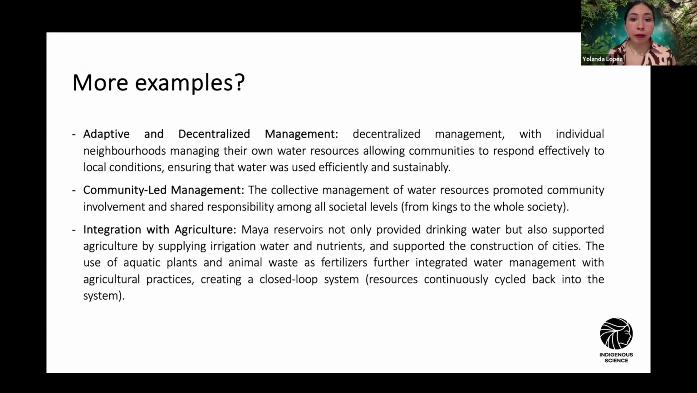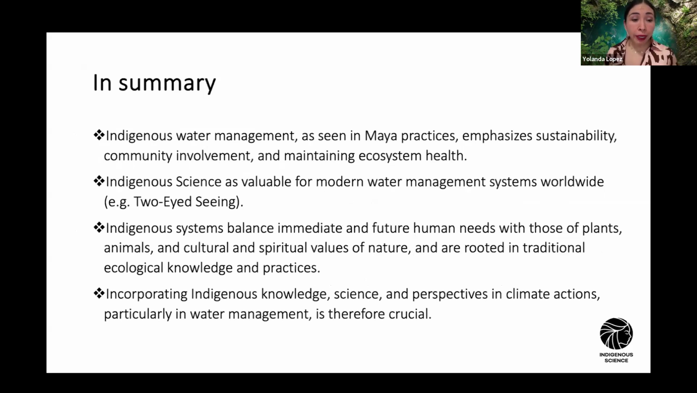In terms of community-led management, water was also managed collectively, not only by the regular citizens, but also by the kings, the prayers, etc. And as I explained before, this was also combined with agriculture, which here in Yucatan was essentially based on the milpa and the cultivation, of course, of maize, beans, etc. So in summary, what I wanted to bring here is that indigenous water management, as seen in the case of the Maya and the other examples that I briefly mentioned, emphasizes this concept of cycles rather than circles. But there is also a lot of community involvement even today in order to maintain ecosystem health.